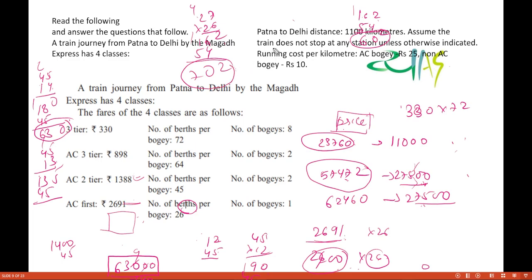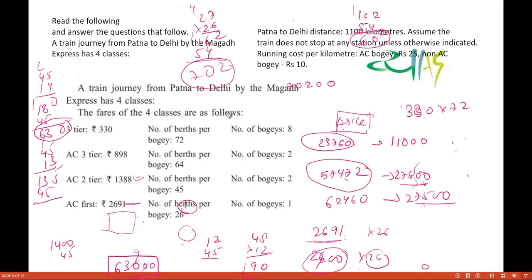So 702 you are getting. Fine. So basically you will be getting 7000, and I will just subtract 9 more from here, because I am taking this as 2700. So just subtract 9 into 26.